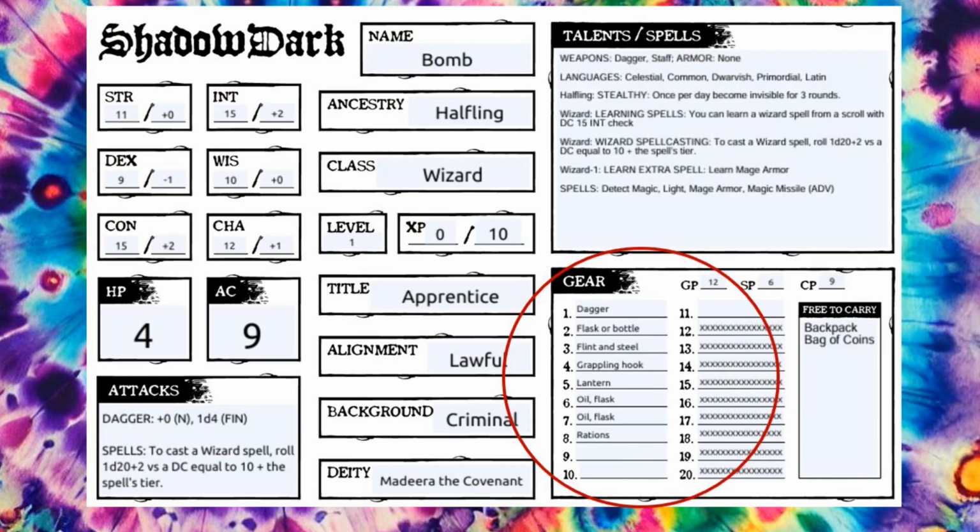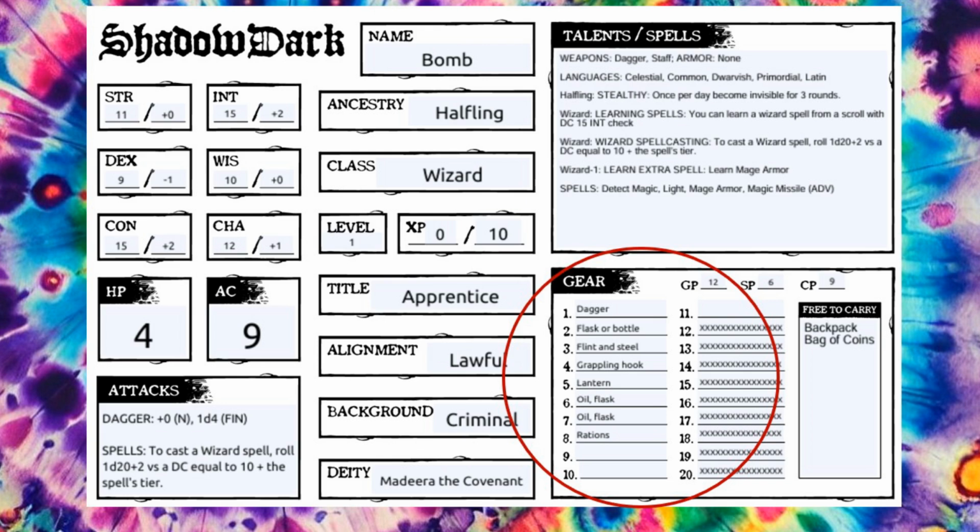Your number of slots are equal to your strength score. Fighters get a few more slots. When you look up equipment on the equipment table, it tells you how many slots the equipment takes up. It's a very simple, intuitive system.